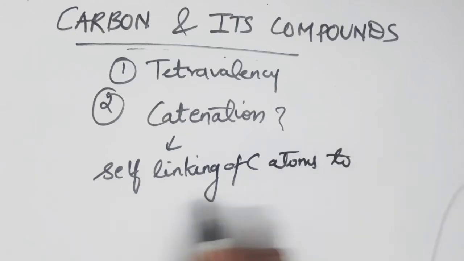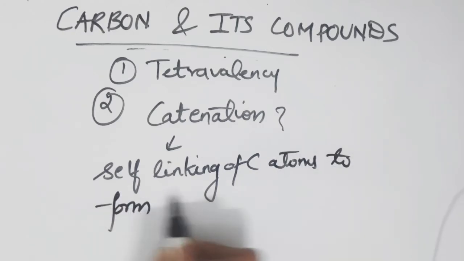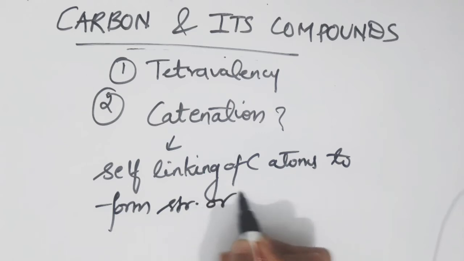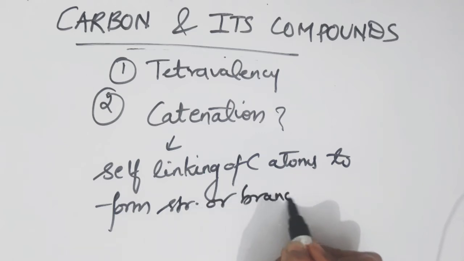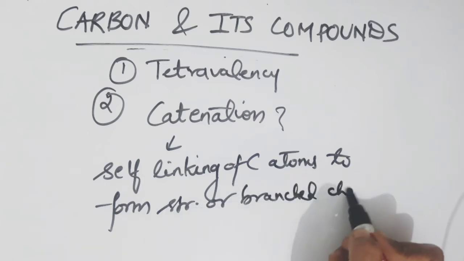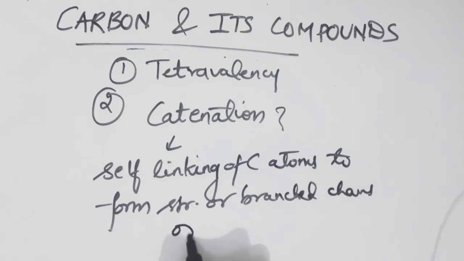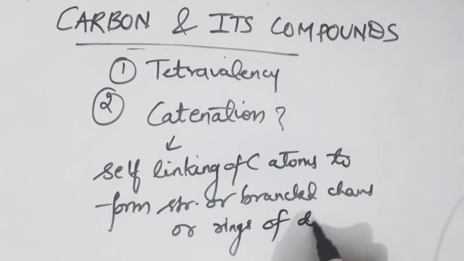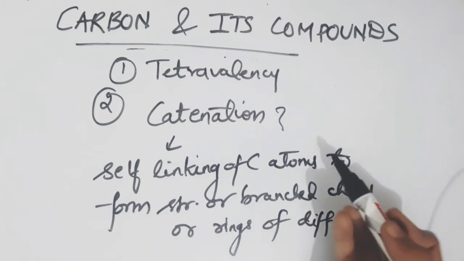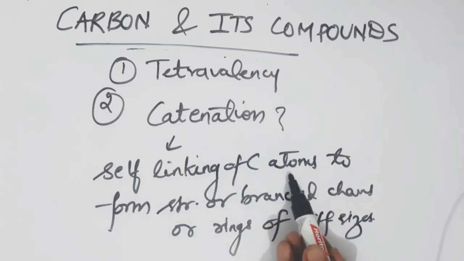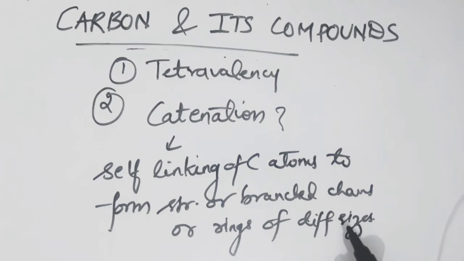to form straight or branched chains or ring of different sizes. So catenation is self-linking of carbon atoms to form straight or branched chains or rings of different sizes.